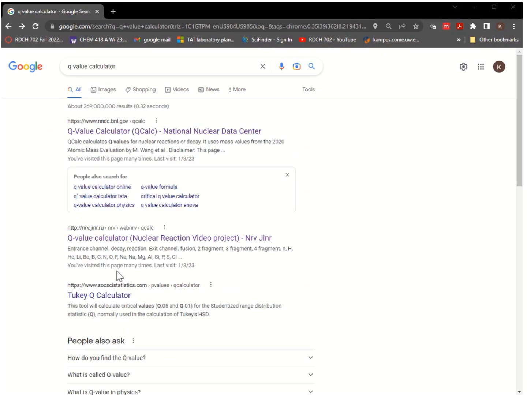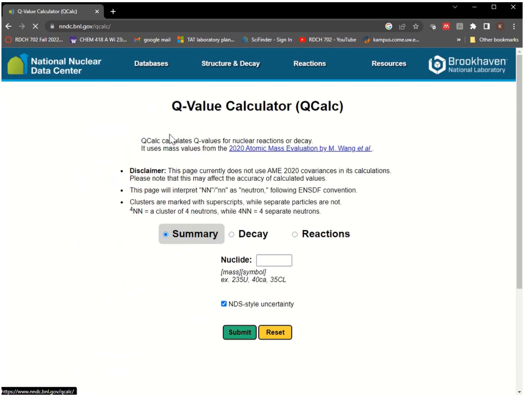Q values can also be calculated using websites. One does a search for Q value calculator, and two sites will show up. One will be from Brookhaven National Laboratory, another from Russia. Let's look at both of these, but focus on the one from Brookhaven National Laboratory. So for this Q value calculator, the mass evaluation data it uses is shown here. In our previous slides, we went over how to do the calculations from the mass excesses. This website uses the mass excesses found here, and you can read some of the disclaimers on this site.